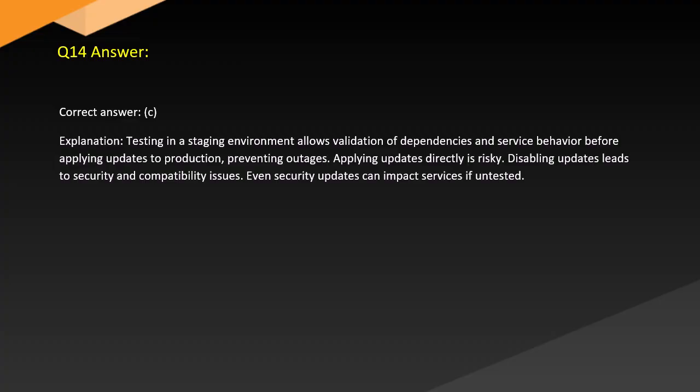Answer. Correct answer: C. Explanation. Testing in a staging environment allows validation of dependencies and service behavior before applying updates to production, preventing outages. Applying updates directly is risky. Disabling updates leads to security and compatibility issues. Even security updates can impact services if untested.